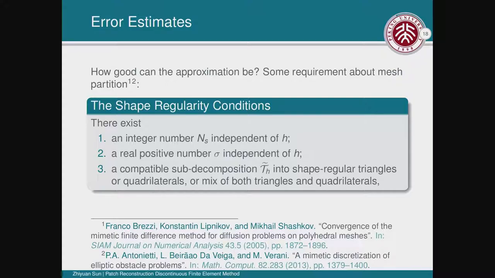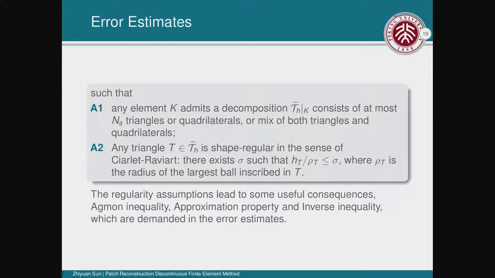And here is the theory. We need some shape regularity conditions for the partitions. These conditions say that the polygonal mesh you use can be divided into a triangular or quadrilateral mesh, which also has shape regularity in the sense of Ciarlet or CR. So the shape of the triangles or quadrilaterals you partition is regular, and this regularity assumption is needed by some useful inequalities such as the Agmon inequality, approximation property, and inverse inequalities.